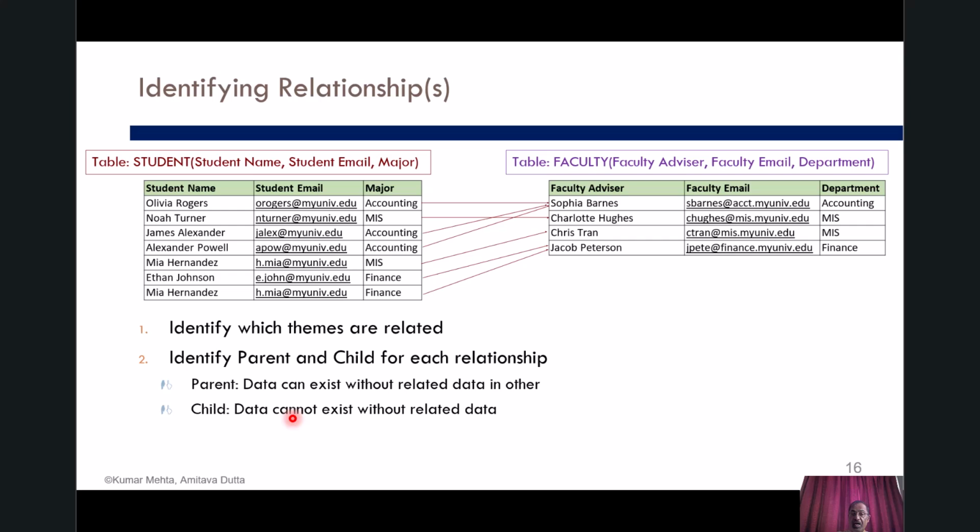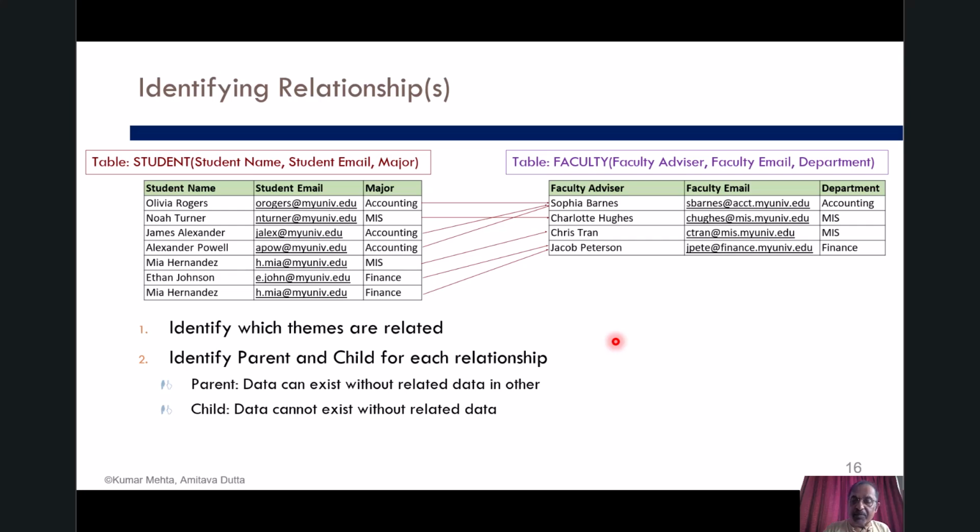Now, a child cannot exist without related data. So here a student cannot exist without an advisor. If there's a student, they must have an advisor. And this, again, is not a universal truth. This is something that we see from the data, and perhaps it's the policy of this particular school or university that every student must have an advisor for that particular major. So this parent-child relationship between themes is something that needs to be identified to be able to put Humpty Dumpty back together again. Now, once you have identified the relationship, how do you implement it in the database itself?